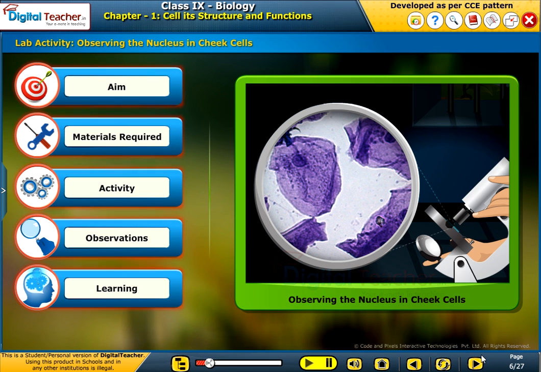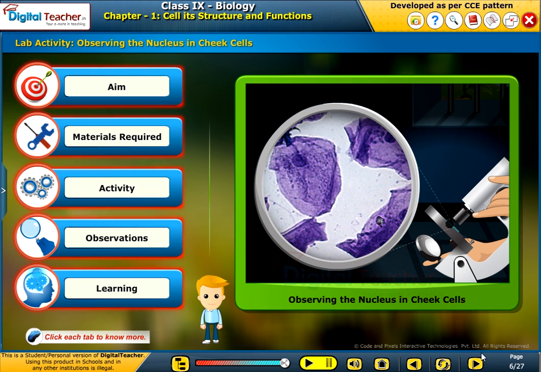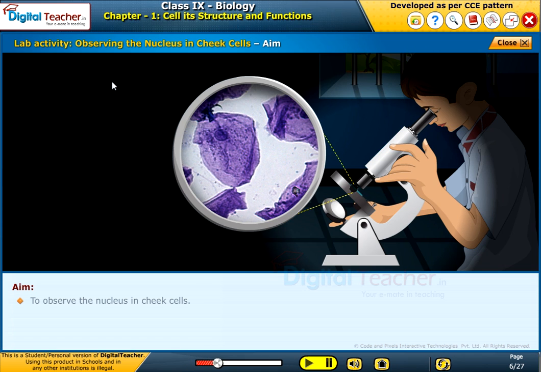Here, let us perform an activity to observe the nucleus in cheek cells. Click each tab to know more. To observe the nucleus in cheek cells.